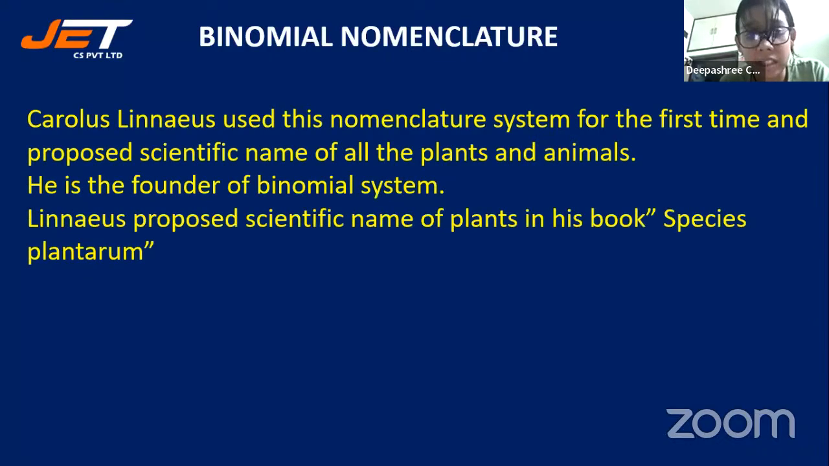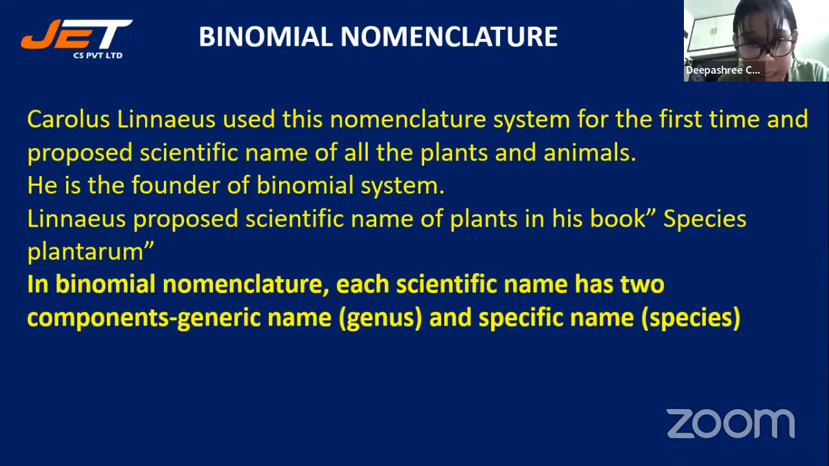So Carolus Linnaeus used this nomenclature system for the first time and proposed the scientific names of plants and animals. He is the founder of the binomial system. Actually, he described plants only in his book, Species Plantarum. Till this we discussed yesterday.